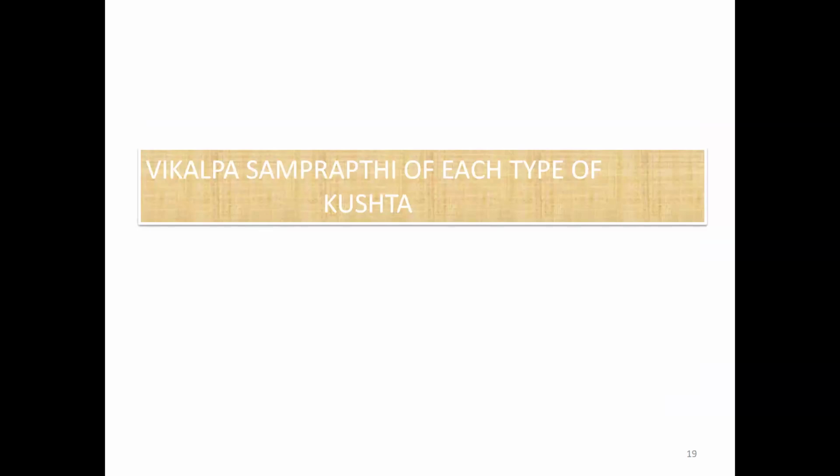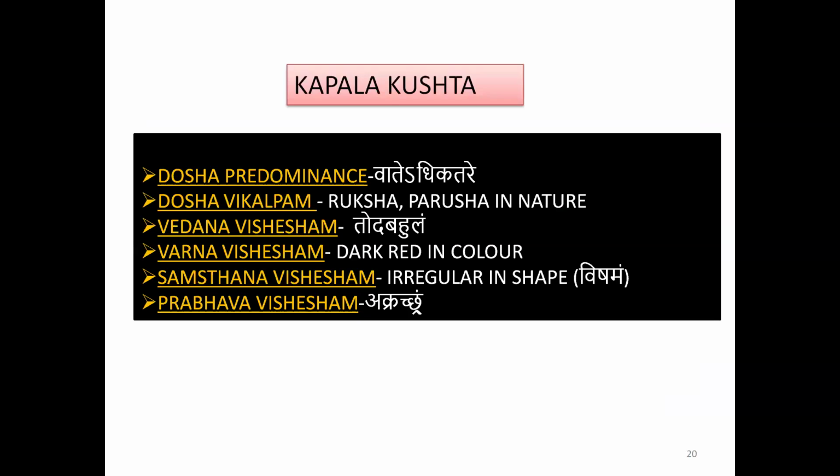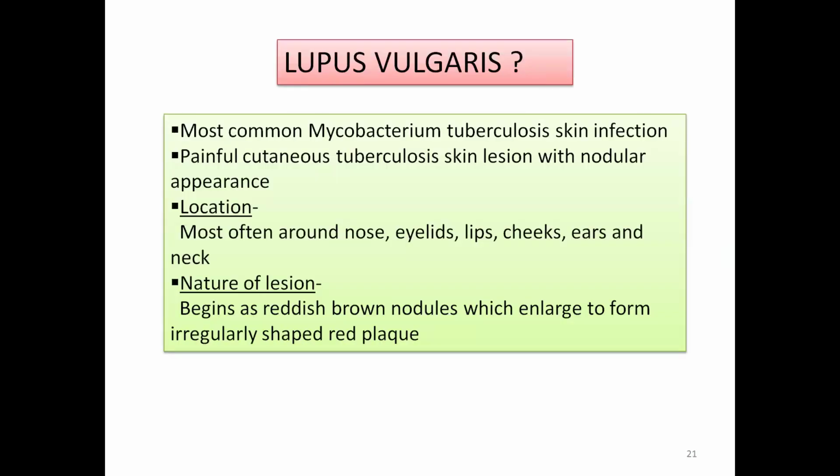If we analyze the vikalpa samprapti of Kapala kushta, the dosha predominance is Vata adhikata. Dosha vikalpa means ruksha, parusha, and vedana vishesha, toda bahula, and dark red in color, varna vishesha. Irregular in shape, samsthana vishesha. Prabha vishesha, krishna aruna. The prognosis also can be included under prabha vishesha. That may be correlated. Actually, all these types of terminologies should not be correlated with one single condition. These terminologies should be compared with some stages of some particular skin diseases.